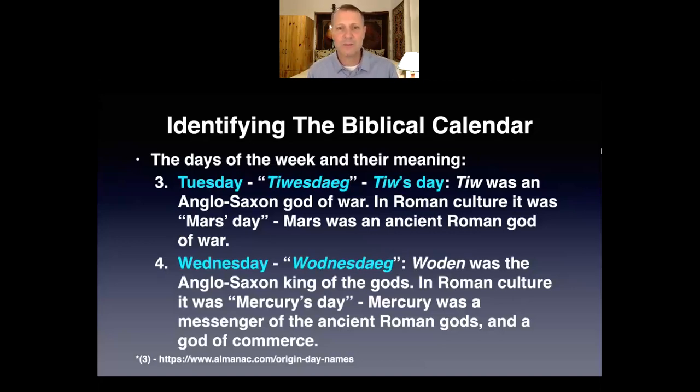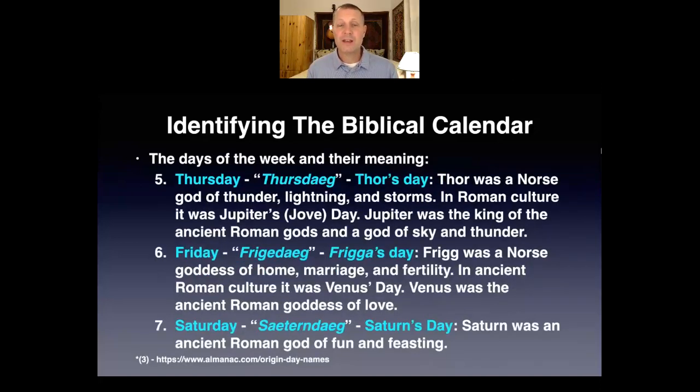So Wednesday comes from Woodnesdag. Woden was the Anglo-Saxon king of the gods. In Roman culture, it was Mercury's day. Mercury was a messenger of the ancient Roman gods and a god of commerce. Thursday comes from Thor's dag, Thor's day. Thor was a Norse god of thunder, lightning, and storms. In Roman culture, it was Jupiter's day. Jupiter was the king of the ancient Roman gods and a god of sky and thunder.